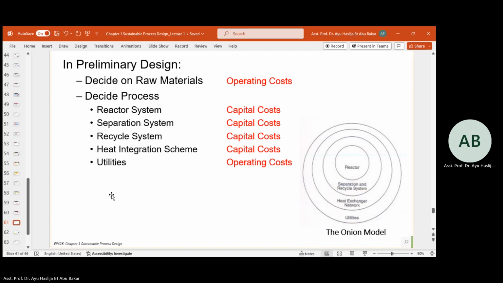Now this one differentiates what is involved in your capital costs and your operating costs. Capital cost is mainly on the equipment, unit operations.